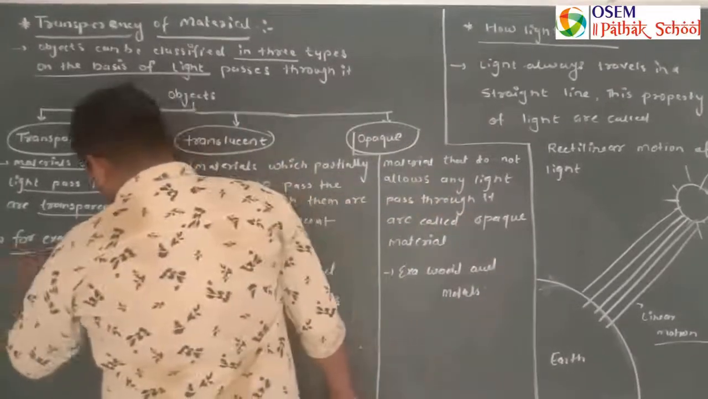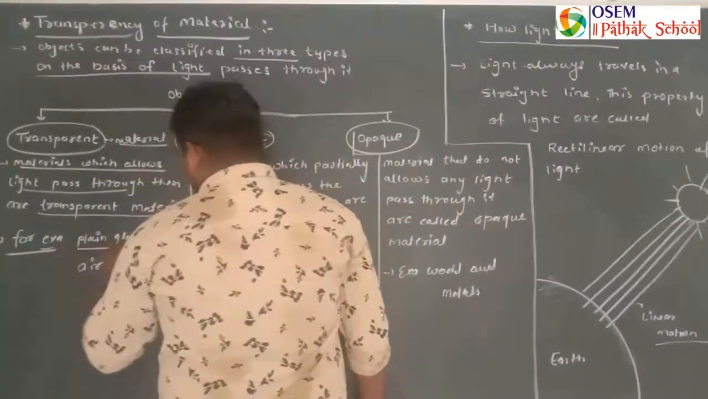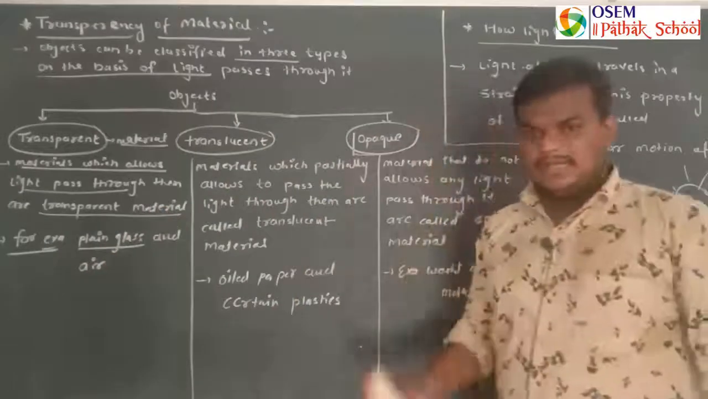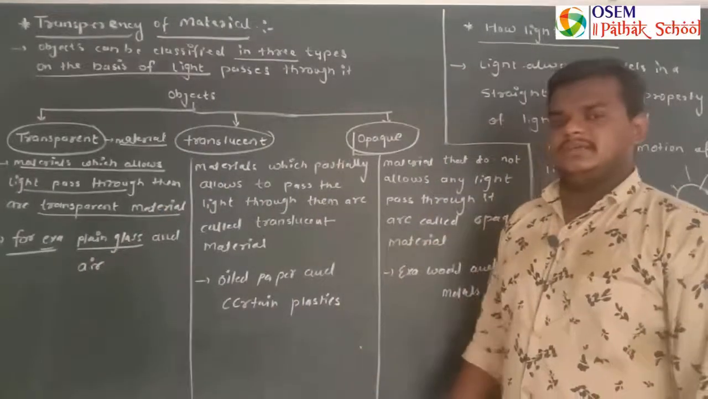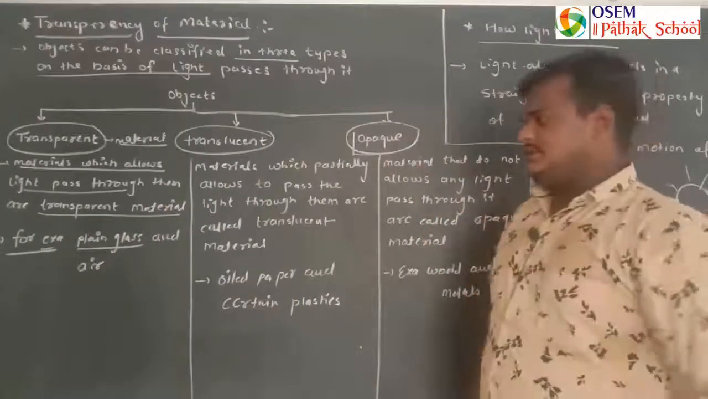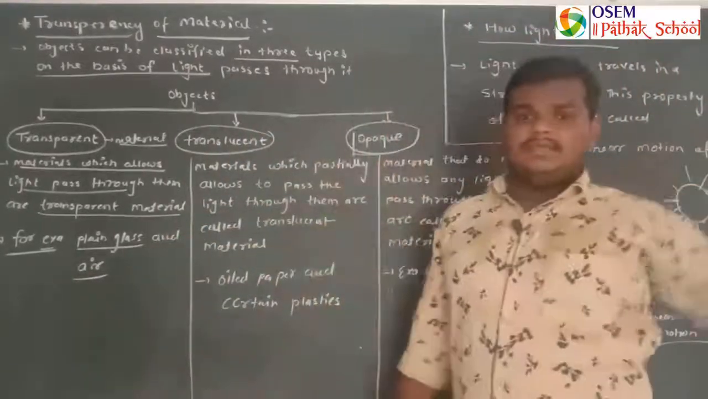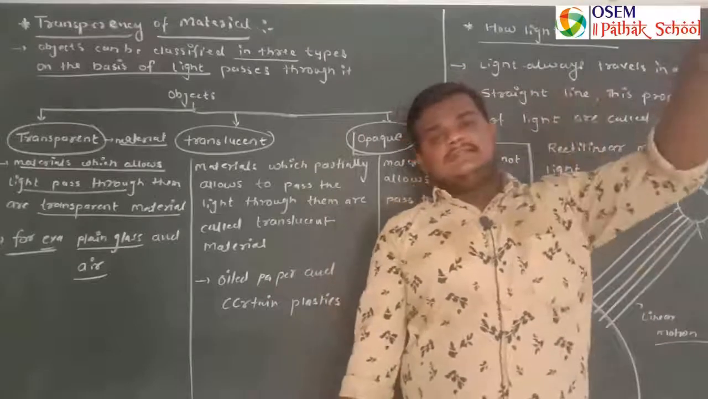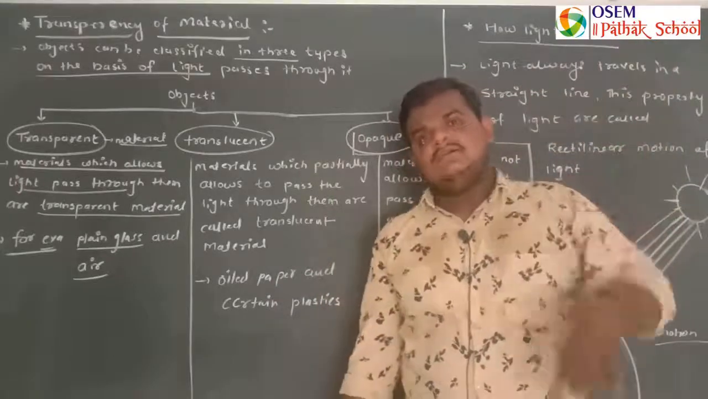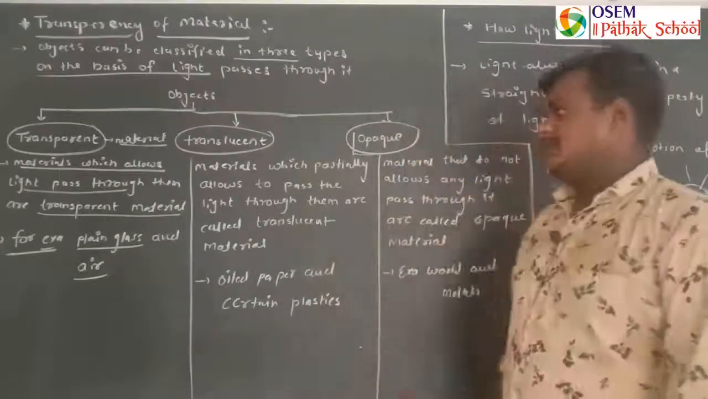So this is the first type of material, the transparent material. Examples of transparent materials are given. Plain glass, a glass piece, this is the transparent material which allows the light to pass through it. And air, this is our air. In this air light can easily pass, so this is a transparent material.